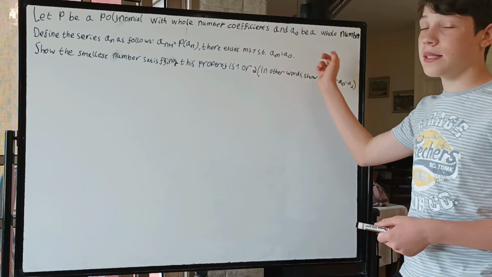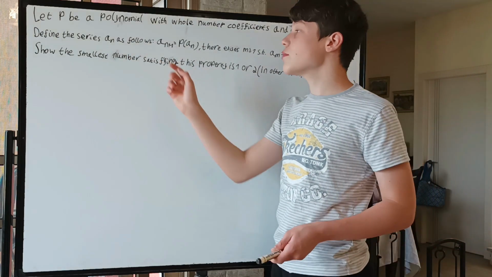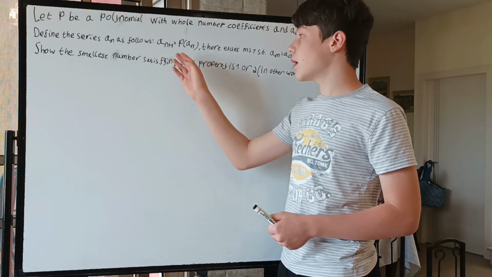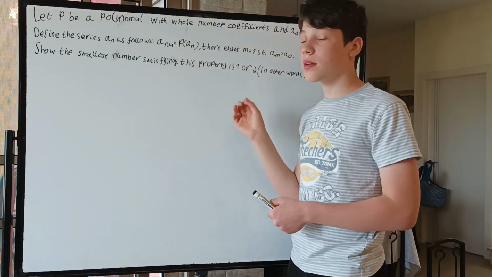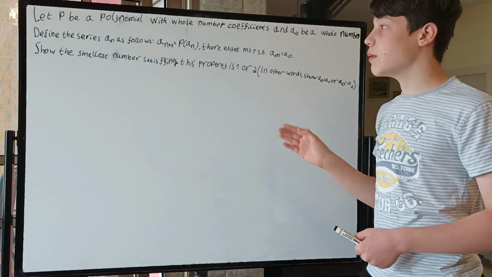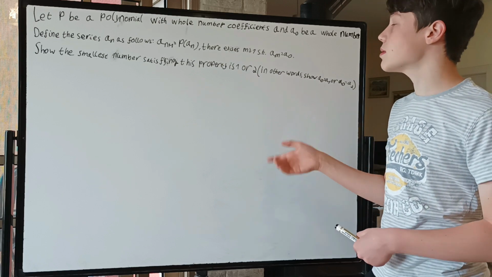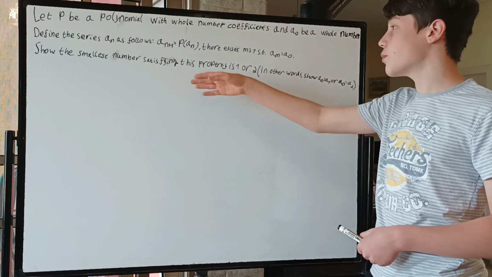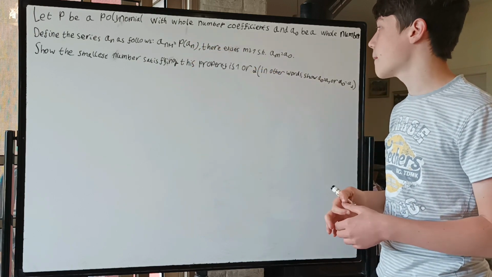And let a0 be some whole number, and define the series an as follows. So an plus 1 will be p of an. So we're going to start with a0, then a1 is p of a0, a2 is p of a1, a3 is p of a2, and so on and so forth. We're basically repeatedly applying our polynomial p.